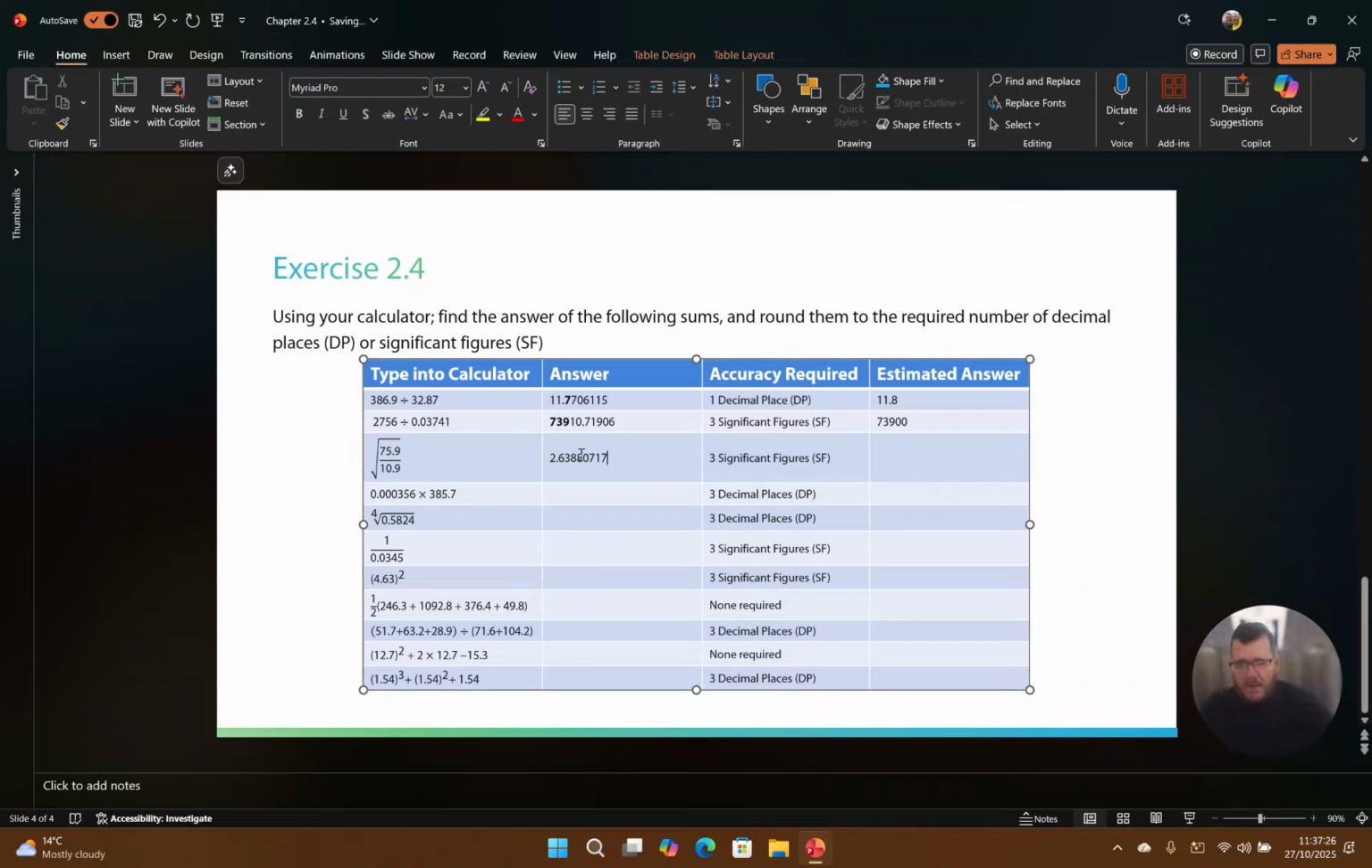And then we're looking for 3 significant figures. So we'll do 2.6. That's 2 significant figures. And then we'll round the 3 up, because we've got then an 8 that follows from that. So then we have a round up. This one's going to be an interesting one.